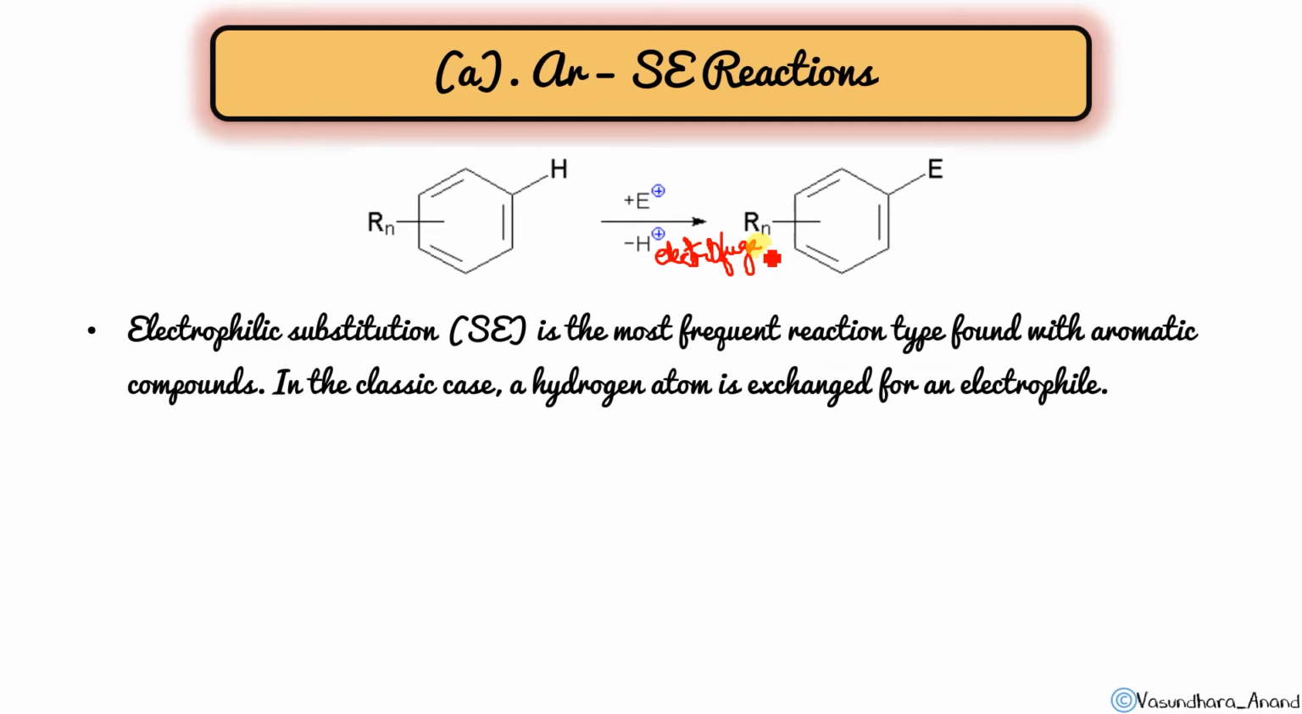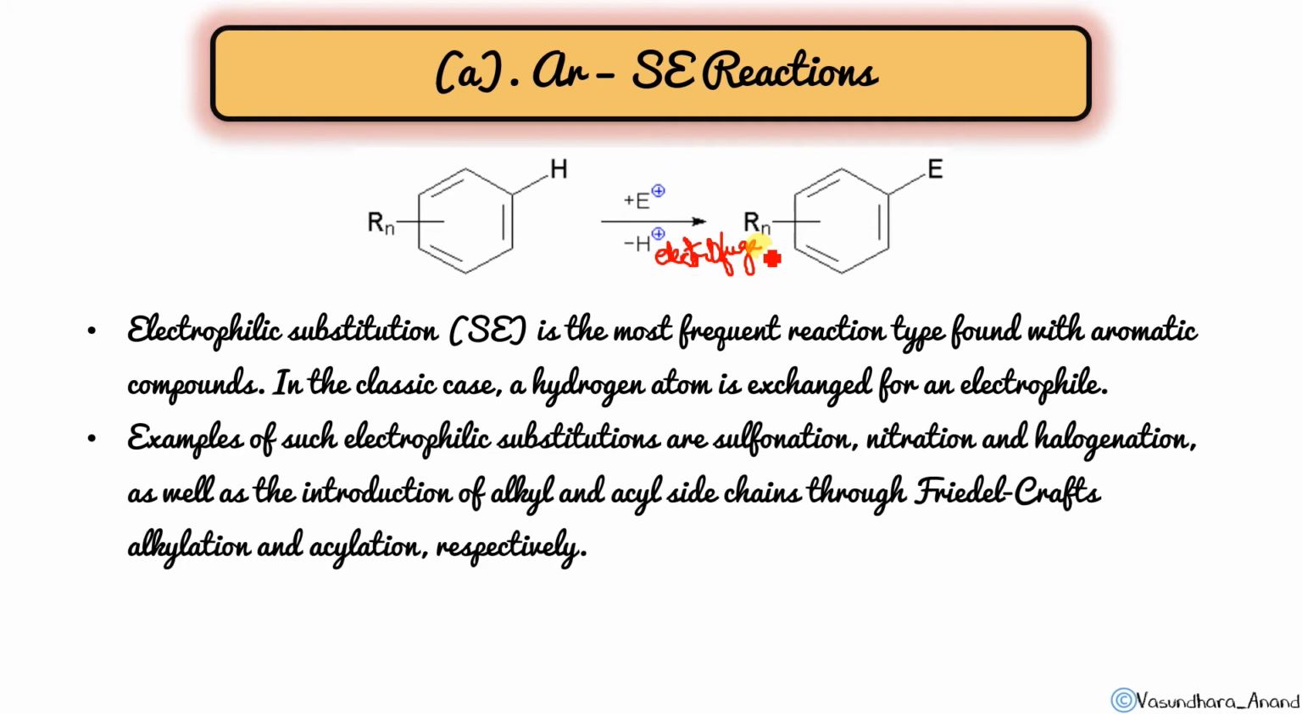Now electrophilic substitution is the most frequent reaction type found with aromatic compounds, and I have already told you the reason. In the classic case, a hydrogen atom is exchanged for an electrophile. Hydrogen is replaced by any electrophile. Examples of such reactions are sulfonation, nitration, halogenation, as well as introduction of alkyl and acyl groups as side chains through Friedel-Crafts alkylation and acylation respectively. We have already done this reaction in our previous video.